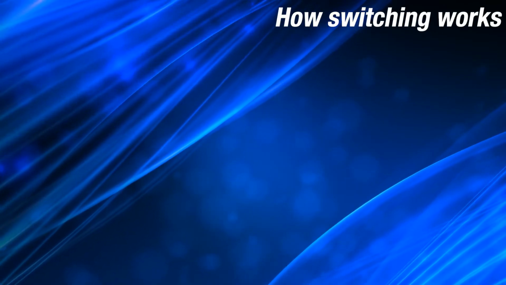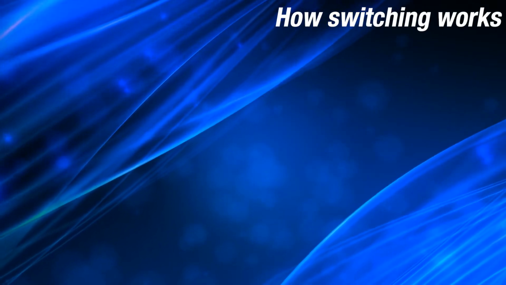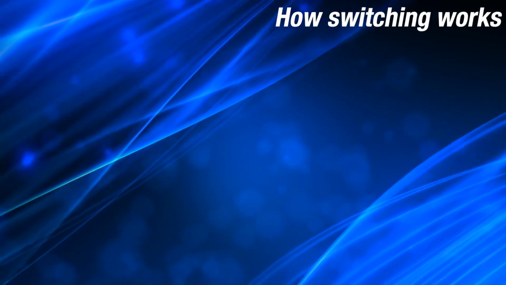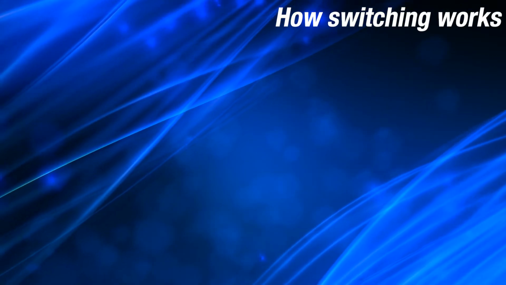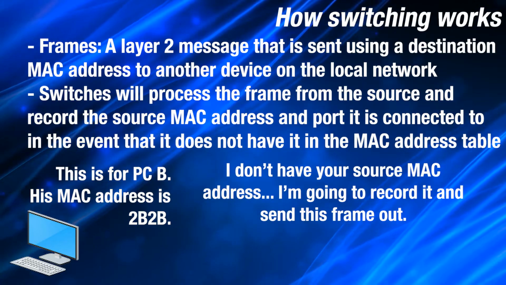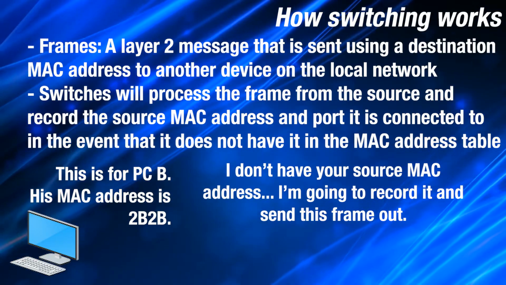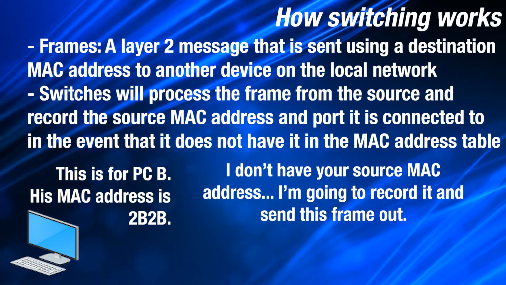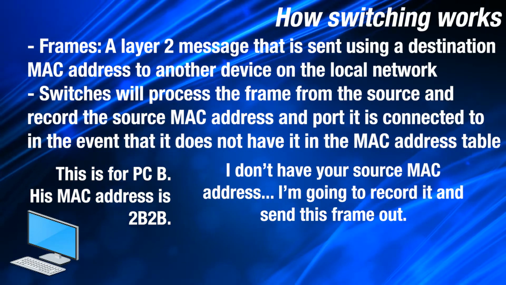So how does switching work? Well, switches send something called frames. These work on layer 2. When hosts send a frame, it is received by the switch. The switch will check something called the MAC address table. If it does not have the source MAC address of the host, it will record it and add it onto the table along with the port number.